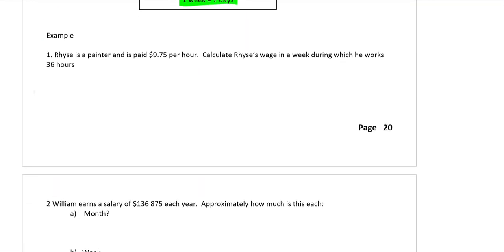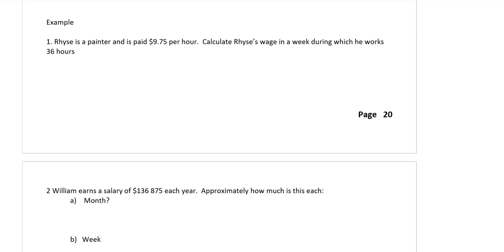Let's look at our questions. Number 1. Reese is a painter and is paid $9.75 per hour. Calculate Reese's wage in a week in which he works for 36 hours. If he earns $9.75 for 1 hour, I just need to times that by 36 if he works for 36 hours.